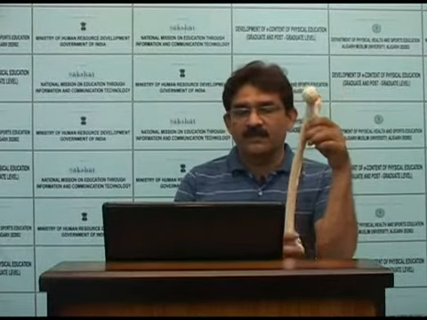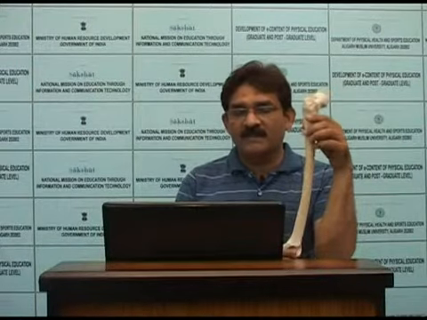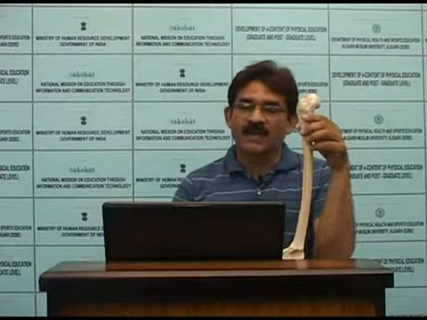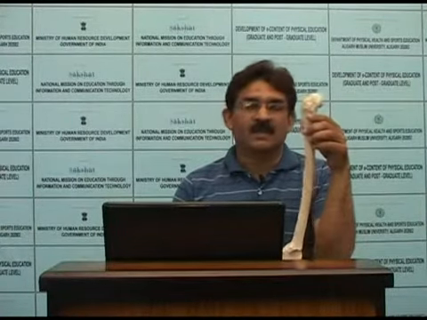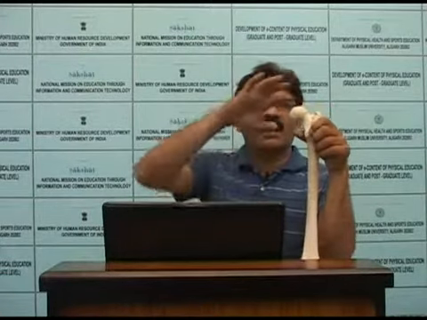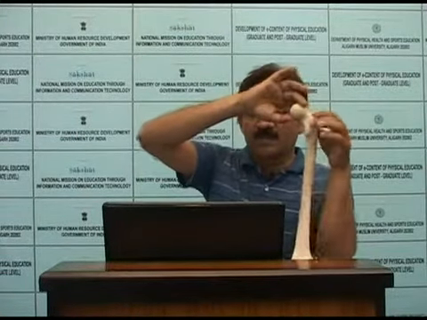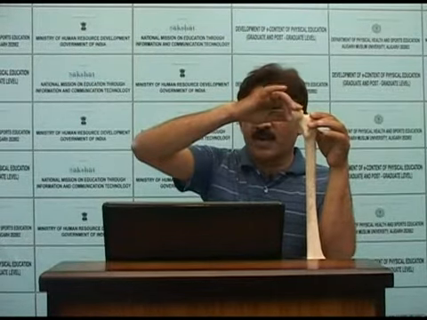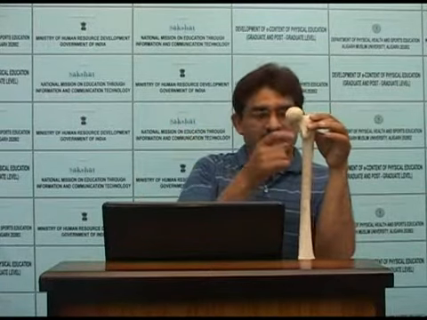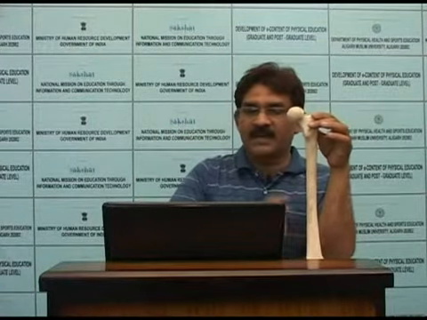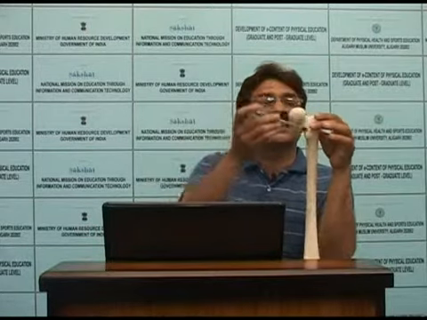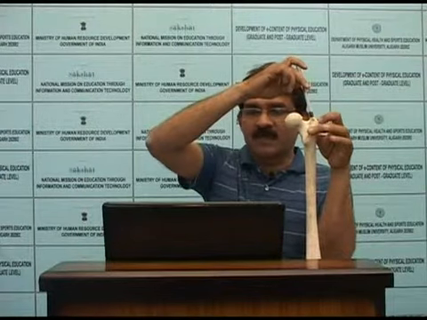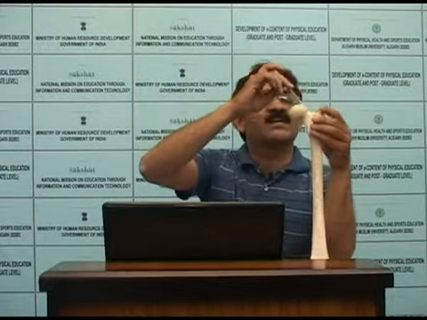This is the bone of the leg. This is the major bone in the lower limb known as the femur. This is the upper end of this bone. This is the head of the femur, fovea of the femoral head, and neck. This is the neck of the femur, and this is the greater trochanter, lesser trochanter.